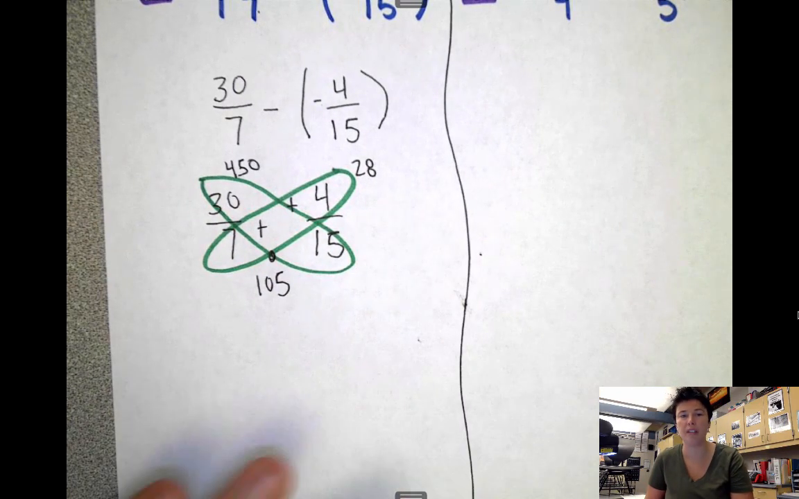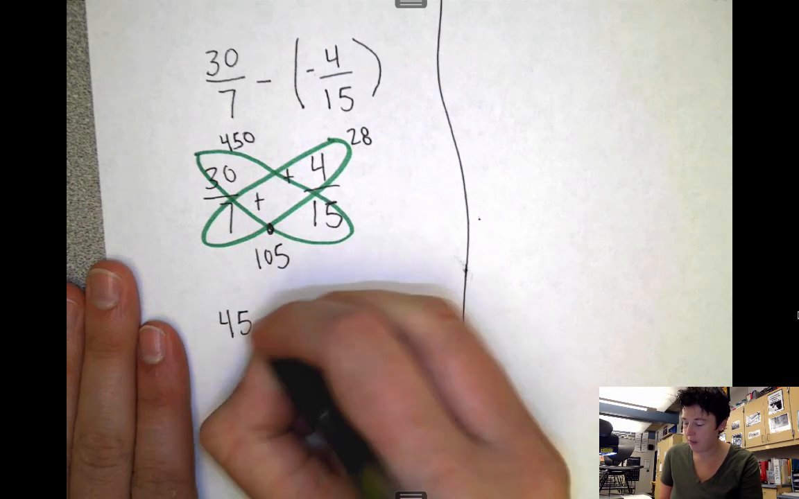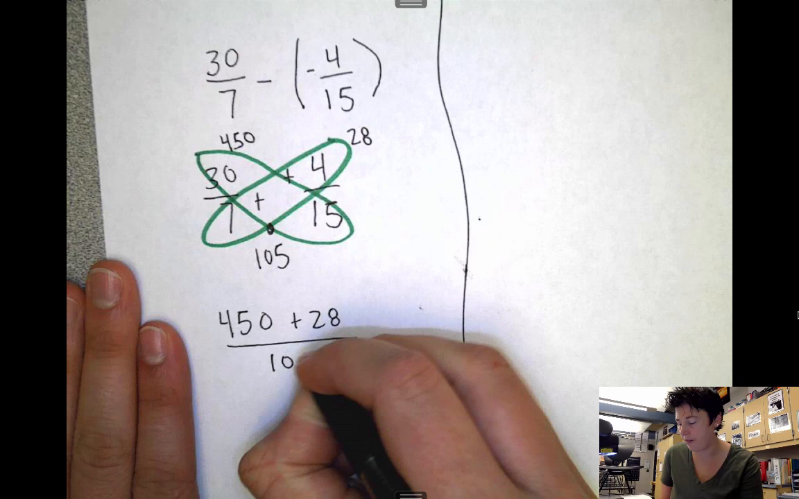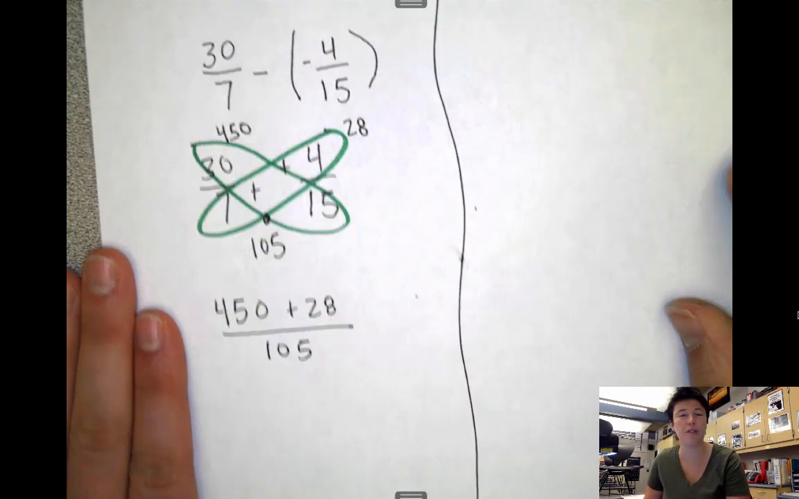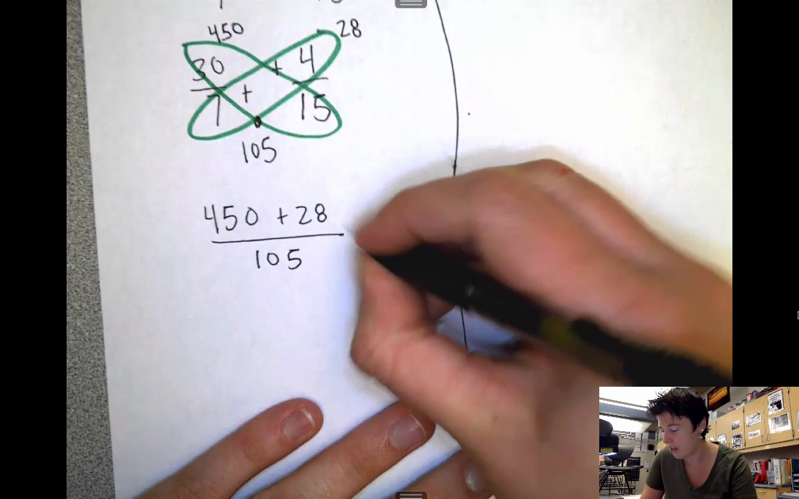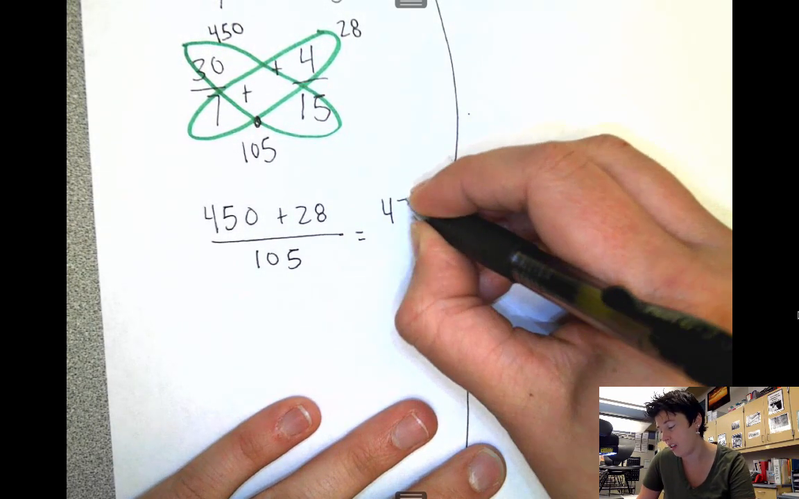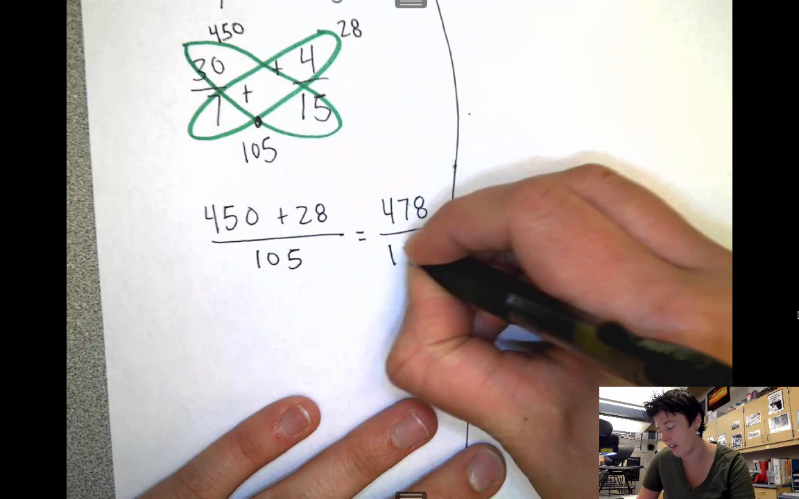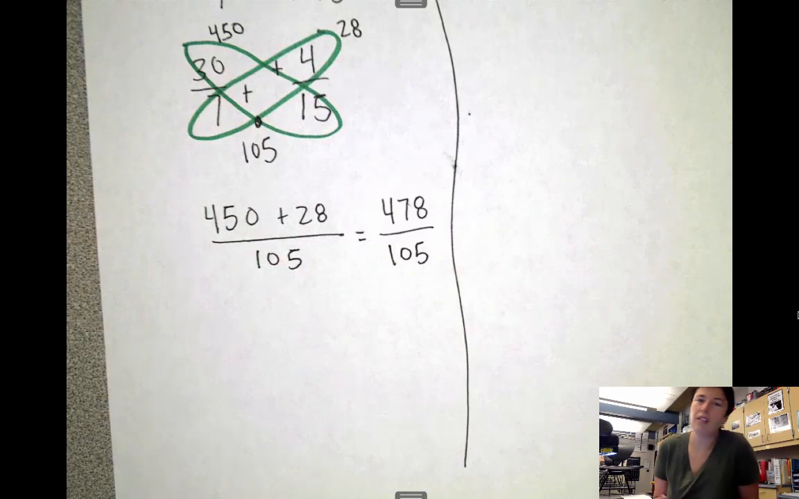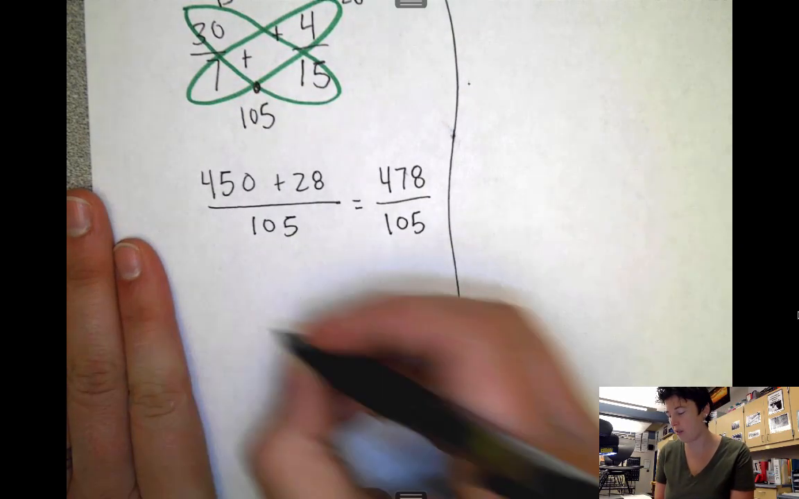Nice common denominator. So here's what I get. I get 450 plus 28 all over 105. Because they're both positive, all I have to do is add the numbers together. So 450 plus 28 would be 478 over 105. Awesome. Okay, so let's clean this up. It's a little messy. It's a big fraction, but we're doing good. We've got the right answer so far.